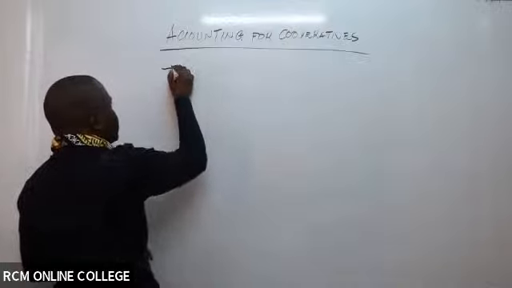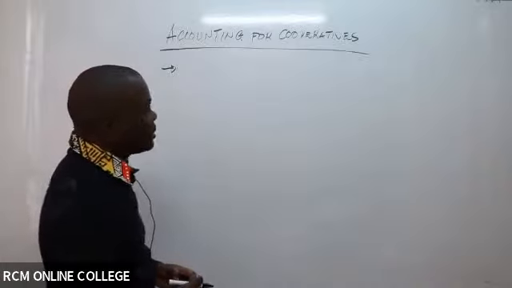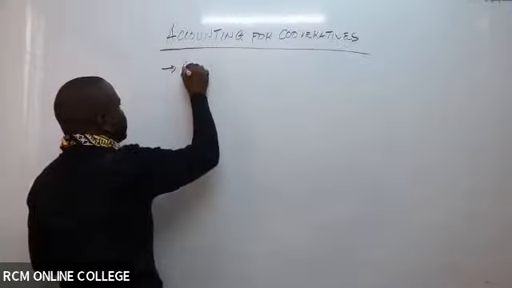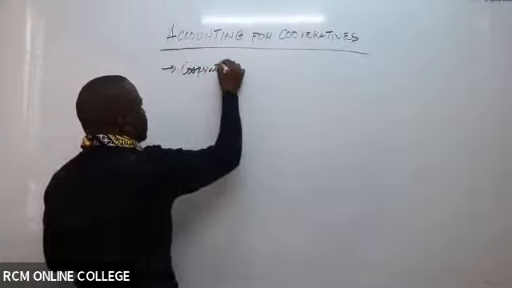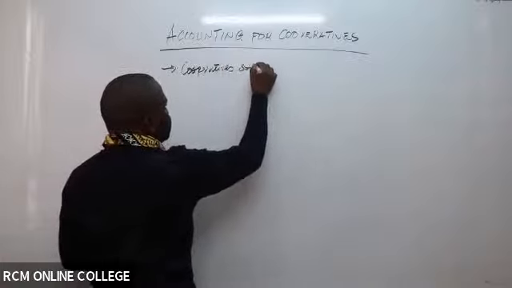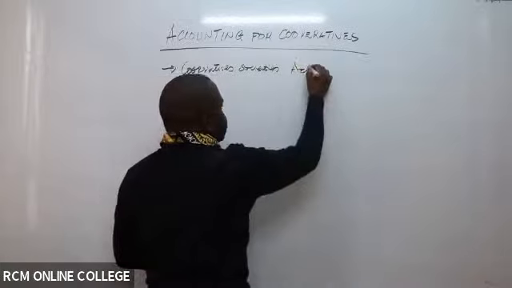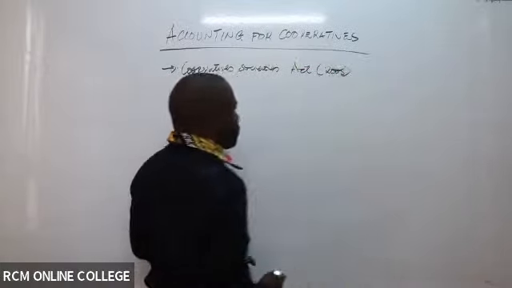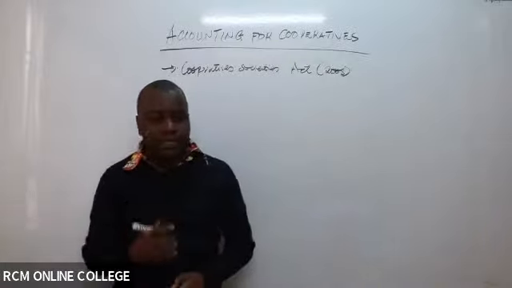Part of the key points to know about accounting for cooperatives, before we go to the specific accounts to be maintained, is that it is formed under the Cooperative Societies Act. Specifically, it is an act of 2008.